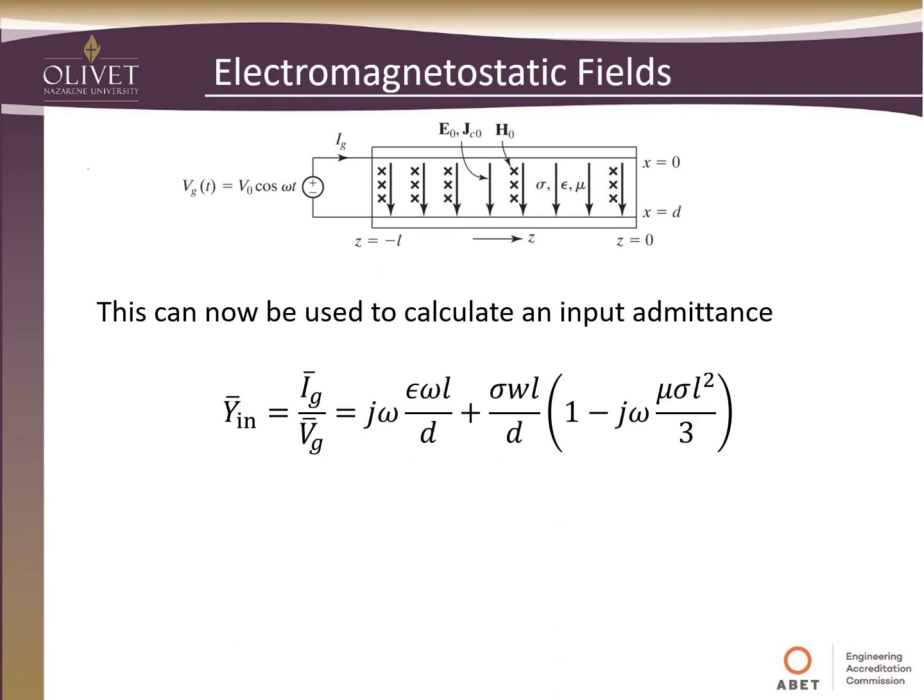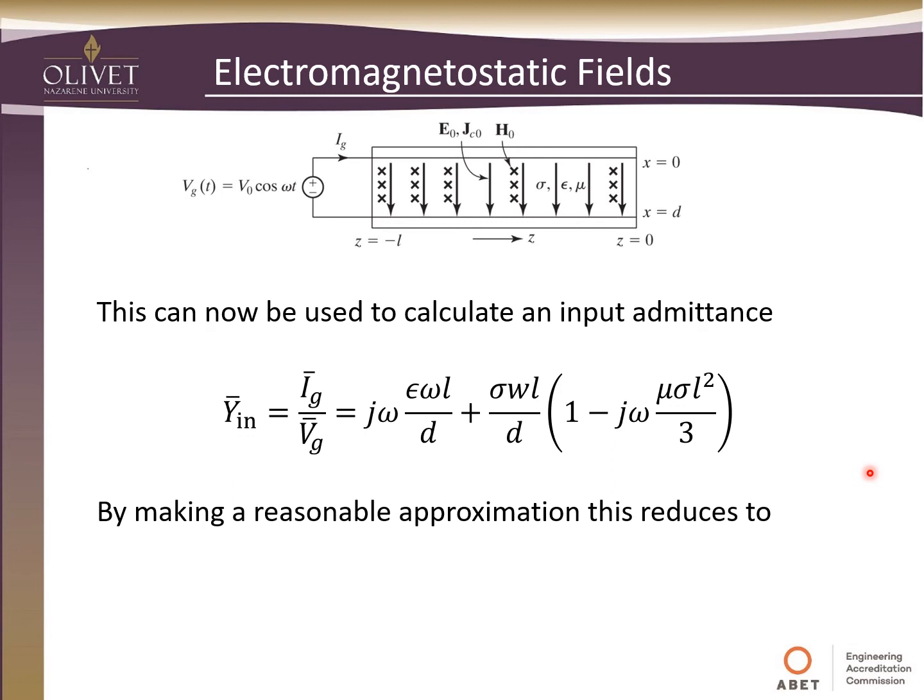This can now be calculated as an input admittance. If we take the current over the voltage and plug those values in, we can make some reasonable approximations and reduce this down. We finally land on what we are used to seeing from circuit analysis: j omega C plus 1 over the resistance times j omega the inductance.